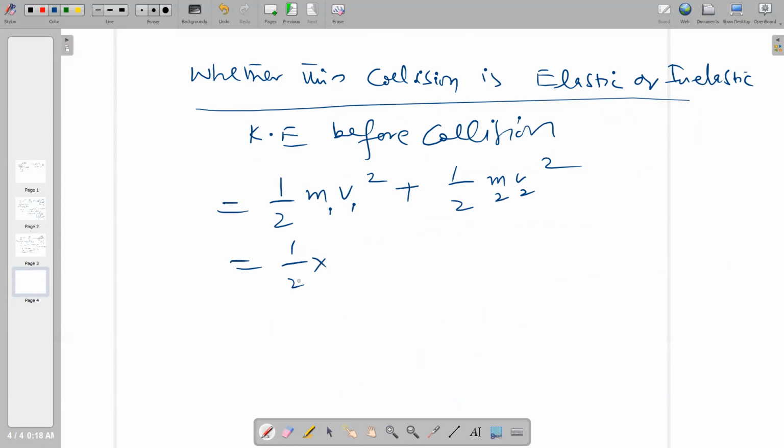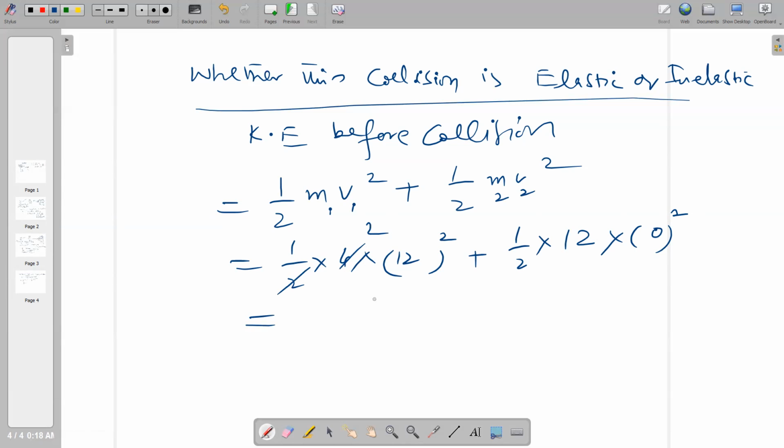So 1/2 m1, what is m1? M1 is 4 kg, into v1. V1 we have found in the previous slide, it is 12, plus 1/2 m2, which is 12, into v2, which is 0 because it is at rest. So you can solve this one. This is 2 into 144, and this is 0. So this is equal to 288 joules.